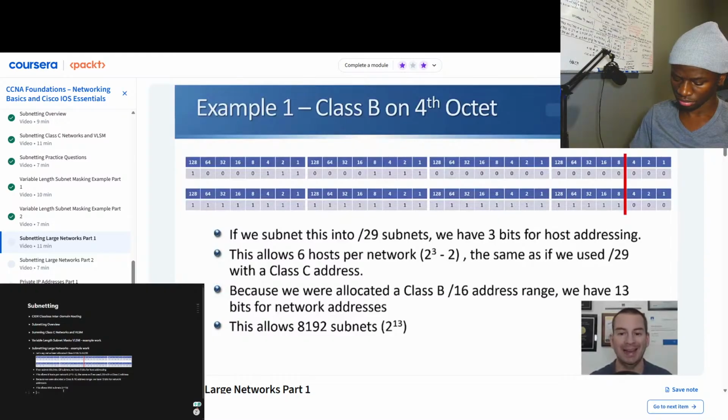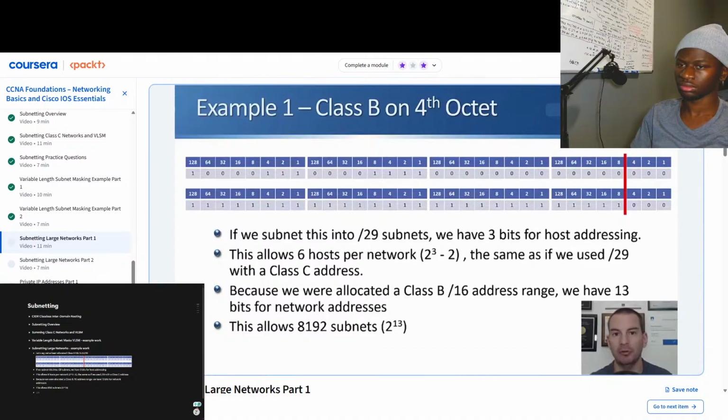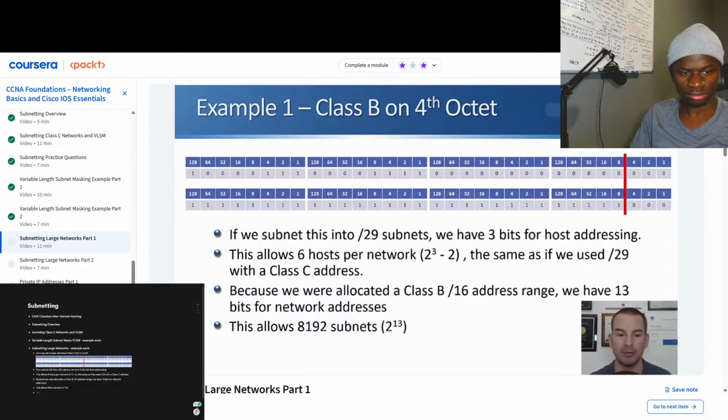So a /29, that's going to give us 6 available hosts per network, whether we're using a class A, B, or C. It's going to be the same for all of them. Here, because we were allocated a class B /16 range, we're going to have 13 bits for the network address. If it was a class C, we would only have 5 bits for the network address, because it's 24 to 29, a difference of 5, that would give us 5 bits. With a class B, we've got those extra 8 bits, so 5 plus 8 gives us the 13 bits.